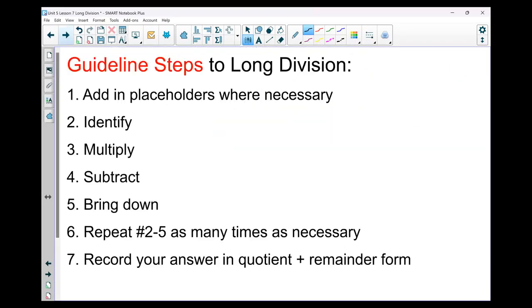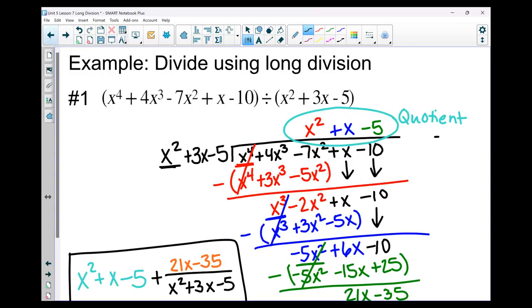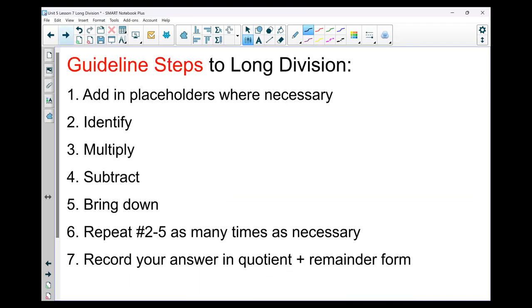To review the steps of long division, I've made this list. The thing we haven't talked about yet is placeholders. If you notice in our last problem, both our dividend and our divisor started at our highest degree of x and counted down from there. For example, our dividend is x to the fourth, x to the third, x squared, x, and then a constant. Our divisor is x squared plus 3x minus 5. All places of x are accounted for in both of those, so we didn't have to worry about this idea of a placeholder.